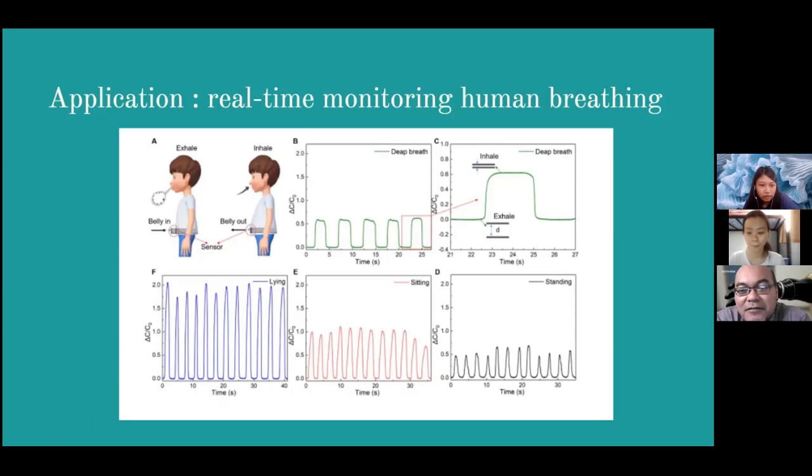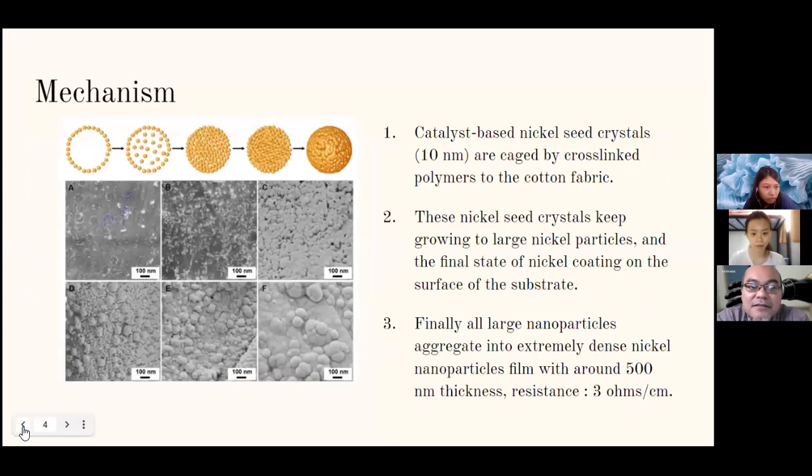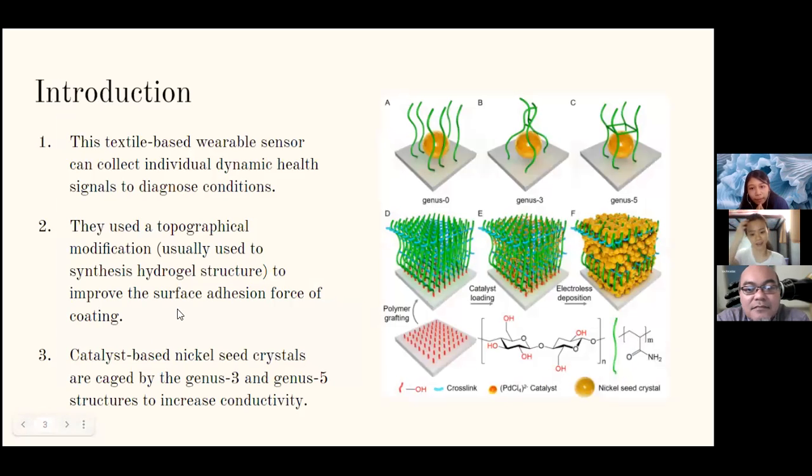Can you please go back to the slide on the material itself, material preparation? Which one actually functions as the electrode and which one functions as the dielectric here? If you go to the earlier slide, this one. Which one functions as the electrode? Which one functions as the dielectric material in the capacitor?